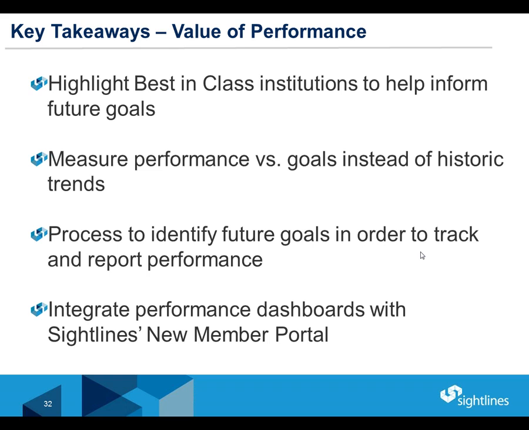We measure performance-first goals instead of historic trends. And I see this as a key because the ROPA data, it provides longitudinal historic trends, and that's how historically we've measured performance. Where now we're measuring performance versus those future goals, which is a switch in our overall analysis. And that's where we process to identify goals in order to track and report performance. And then the final area, which I'll go over, we integrate these dashboards with the Sightlines new member portal, which will be released in the coming months.